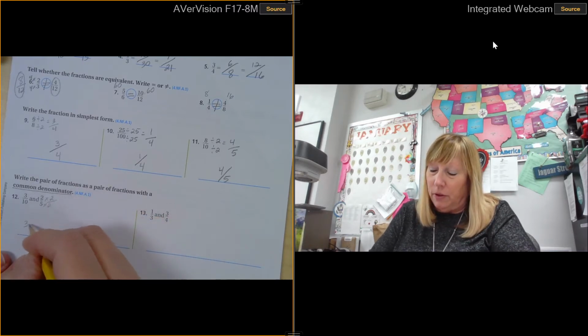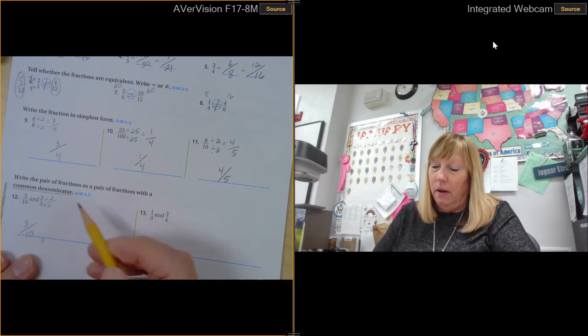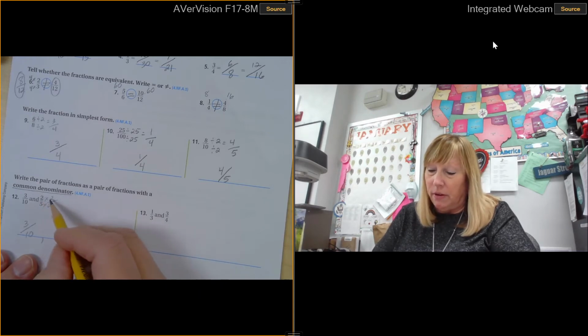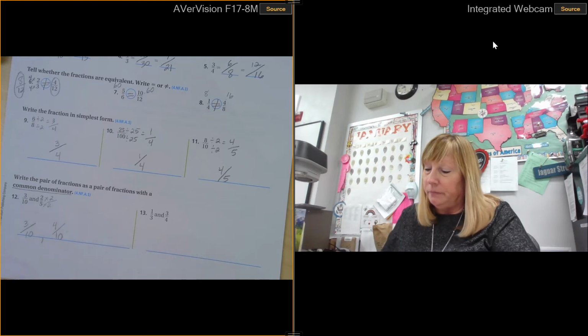So I've got 3/10, and now we're going to change this to tenths. 2 times 2 is 4. 5 times 2 is 10.